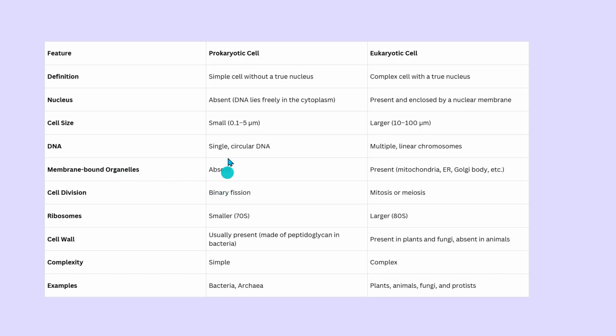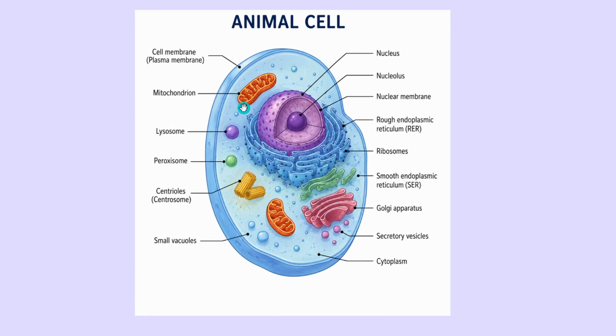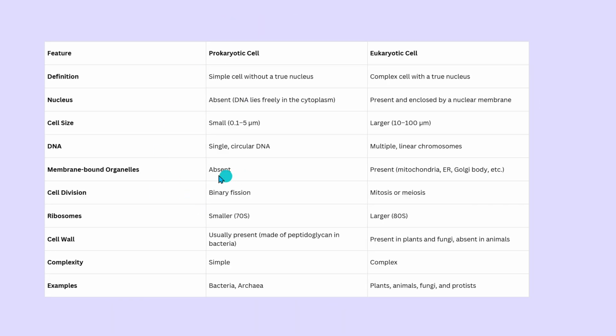Eukaryotes have membrane-bound organelles. Prokaryotes don't have membrane-bound organelles. What's the meaning of membrane-bound organelles? When I talk about it, every organelle in the animal and the plant cell has a membrane. Like the cell has an outer membrane, the mitochondria also has membranes. But in the prokaryotes, we don't have membrane-bound organelles.